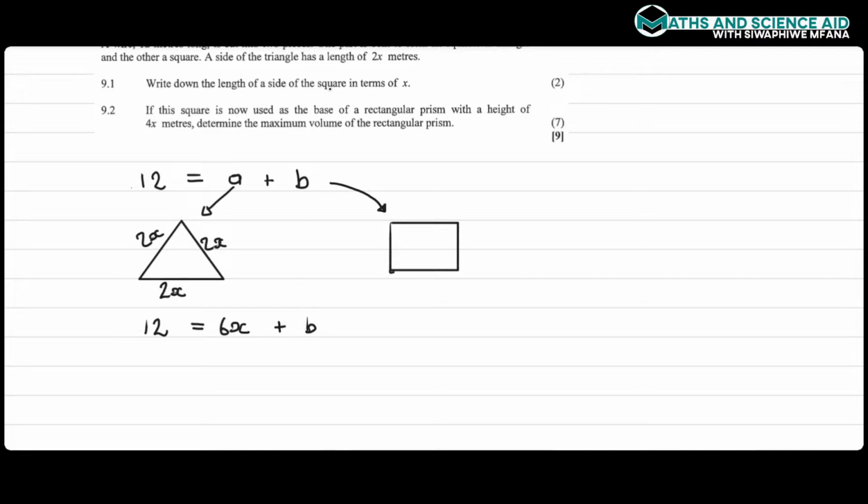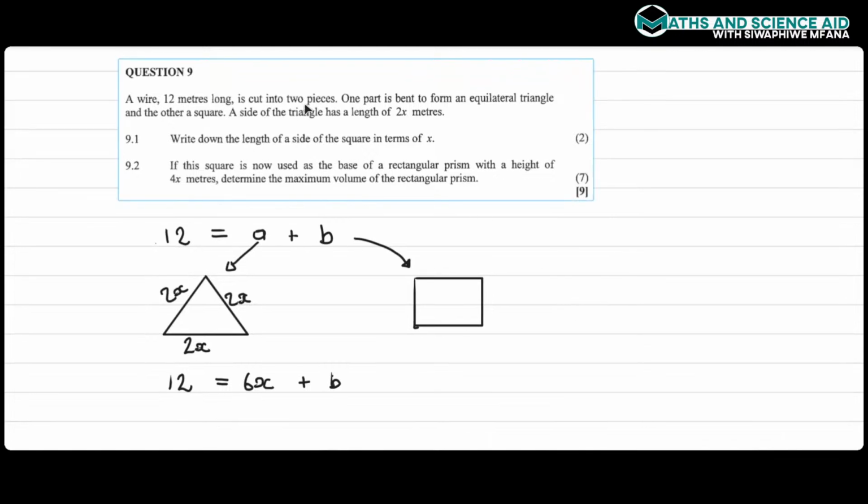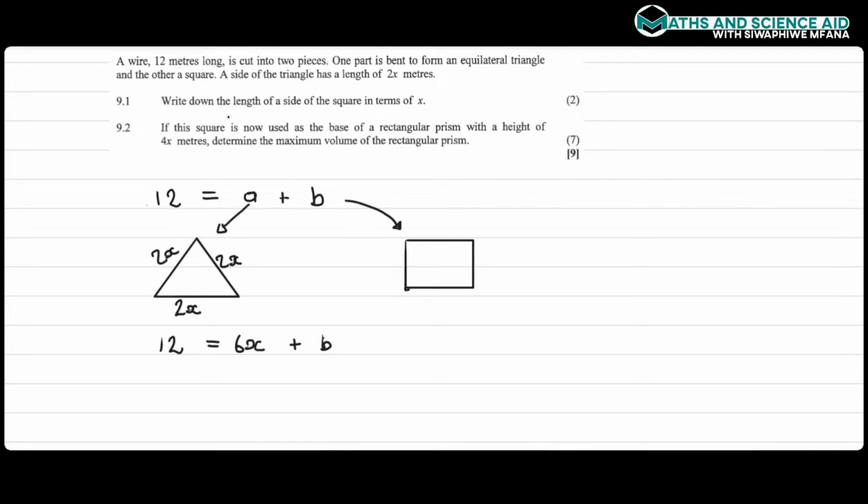Then we need to work out the second piece B, and the length of a side of the square. Initially, B is not going to be the length of a side. B is just the total length of the second piece of the wire after it was cut. So B will be 12 minus 6x.